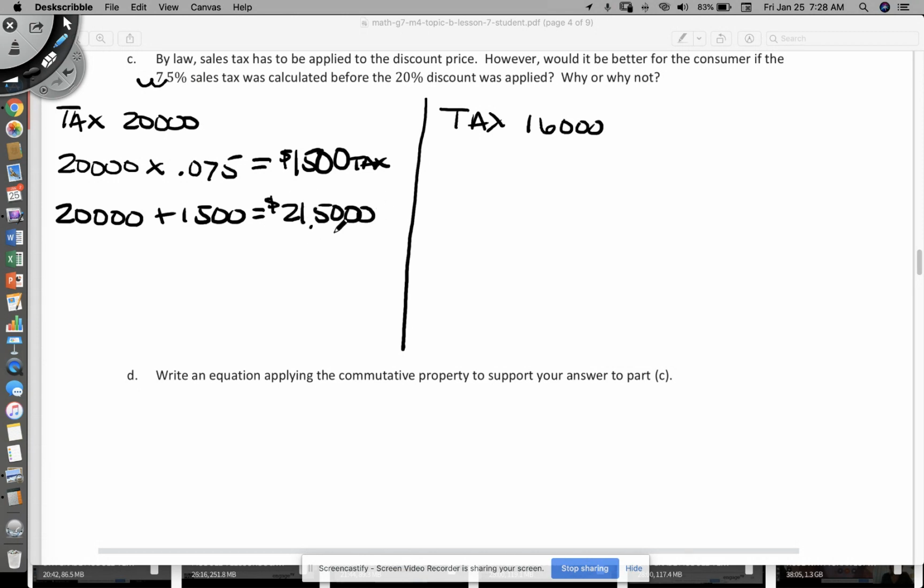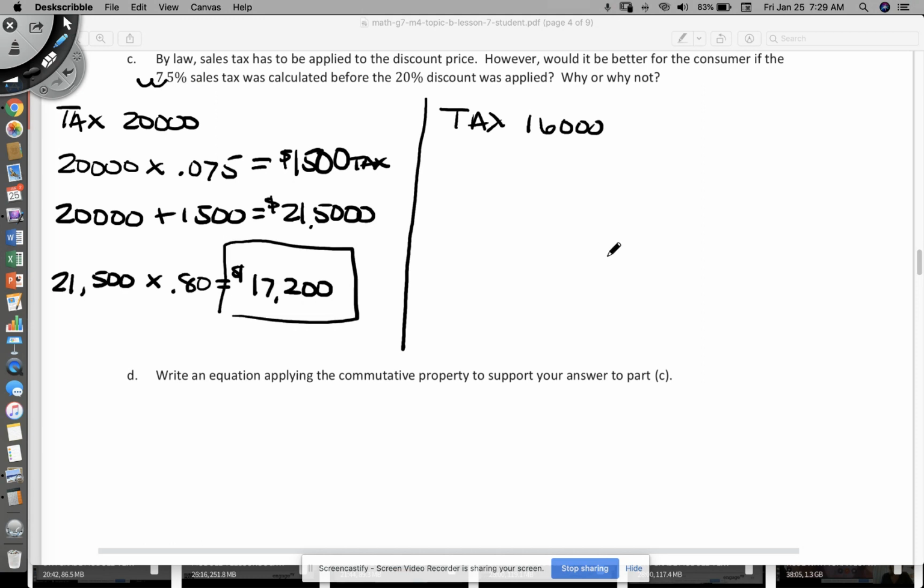Now, again, remember, we're going to pay 80% of that car. So we're going to minus 20% off of this, basically. So we're going to say 21,500 times that 80% that we're responsible for paying. And we're going to walk out paying $17,200. Now, that is with tax and discount. Now, over here, I already have the discount price. So I just need to put in the tax.